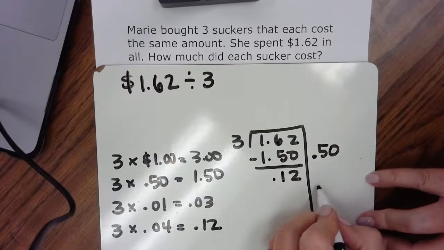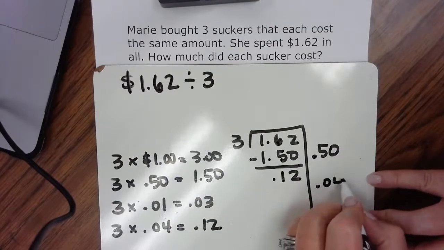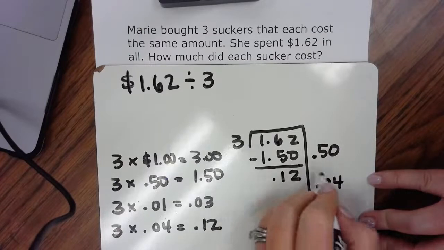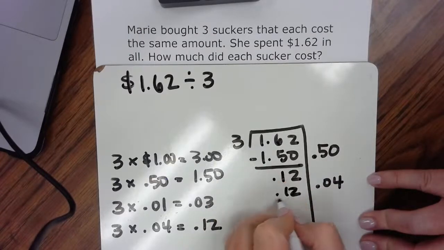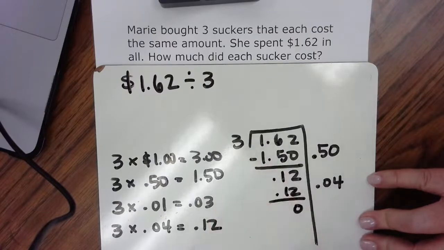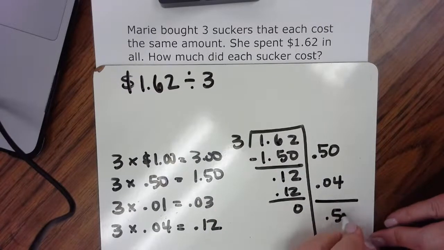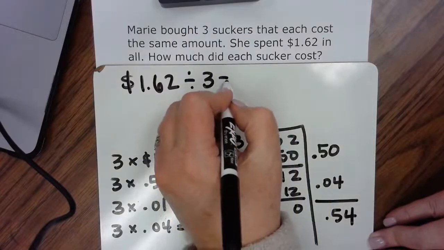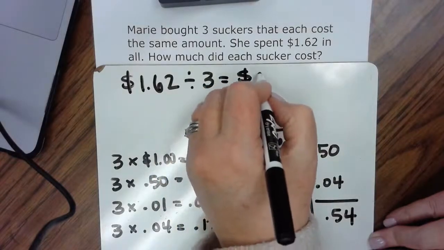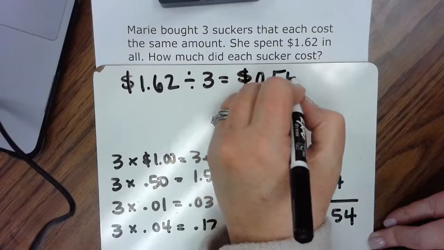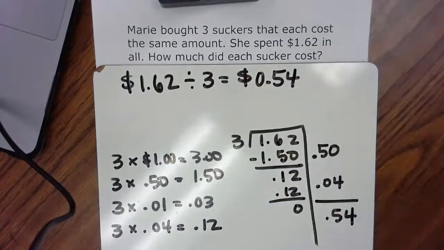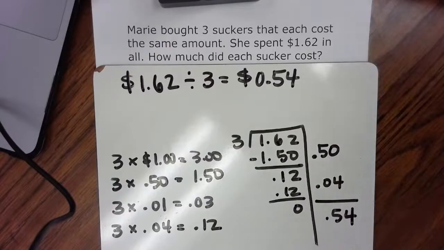And then I can just go ahead and pull out that entire amount. 4 cents times 3 is 12 cents, and now I've used my entire dividend, and I can add my partial quotients, 54 cents. So each sucker was 54 cents. And that is partial quotients, a method for dividing decimals.